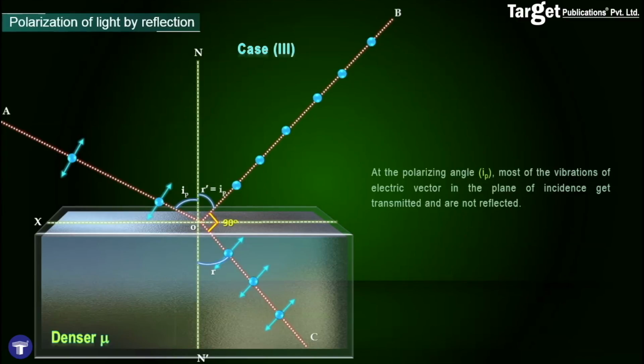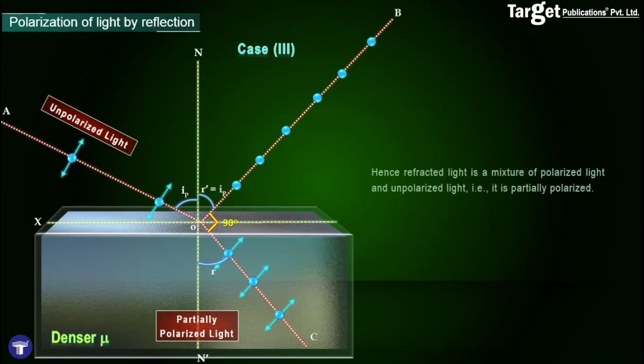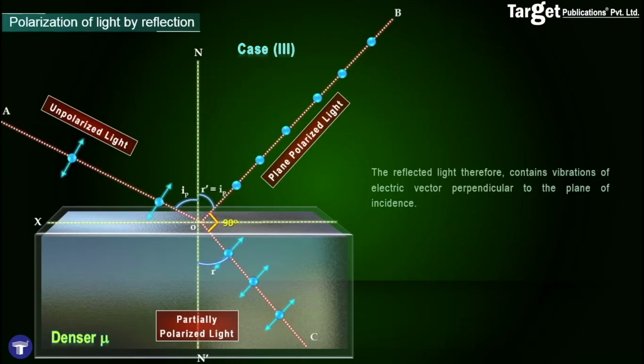So at the polarizing angle or the Brewster's angle, most of the vibrations of the electric vector in the plane of incidence get transmitted and are not reflected. Hence, the refracted light which has gone into the medium, you see that it has both dots and arrows, and therefore it's a mixture of polarized and unpolarized light. That is, it is partially polarized light, but the reflected light is completely plane polarized light. The reflected light contains vibrations of electric vector perpendicular to the plane of incidence only, because all the ones which were in the plane of incidence disappeared at the polarizing angle.